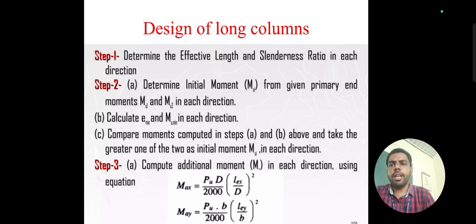After that, compute the additional moment acting on that particular column. Only then can we provide the extra moment, extra bars and extra area of steel. Why? Because in long columns you have to carry a greater load. So that's why you use this formula, that is PU by D by 2000 into LEX by D whole square, and PU into B by 2000 into LEY by B whole square.